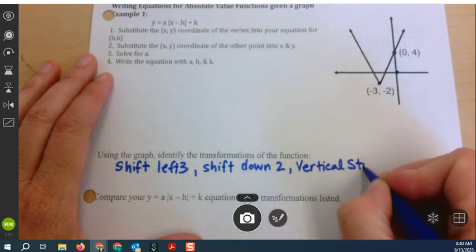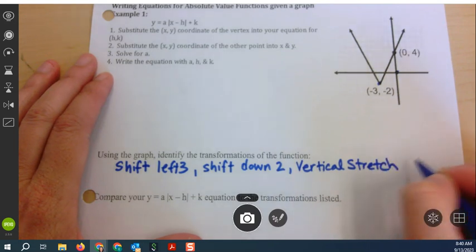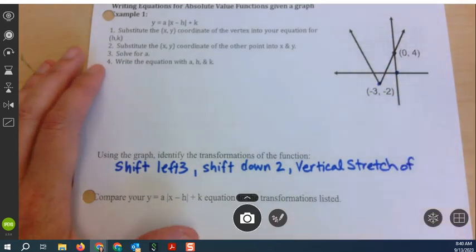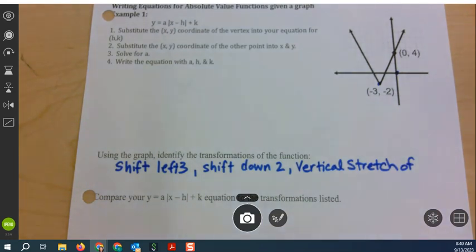Is there any way for you to find out, without graphing in Desmos, how much the vertical stretch is? Does anybody have a guess what it might be? So we said that it's related to this slope. Remember that? So if I'm going from this point to this point, I would be going up how many? 6, you're right. It is 6.